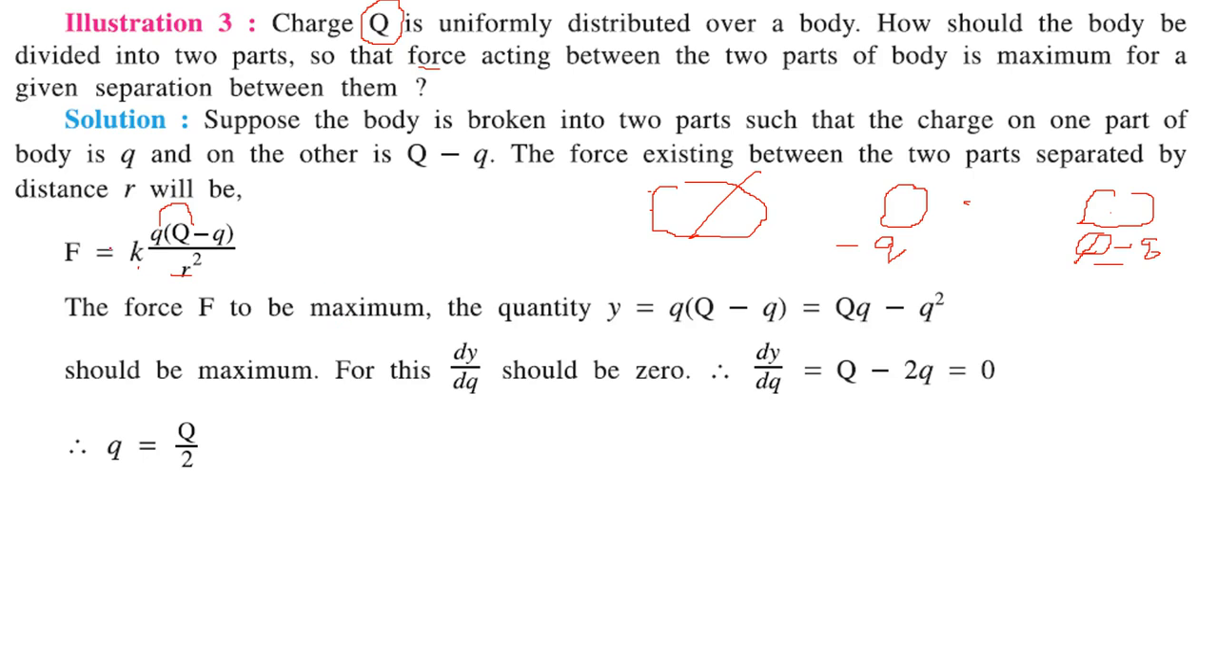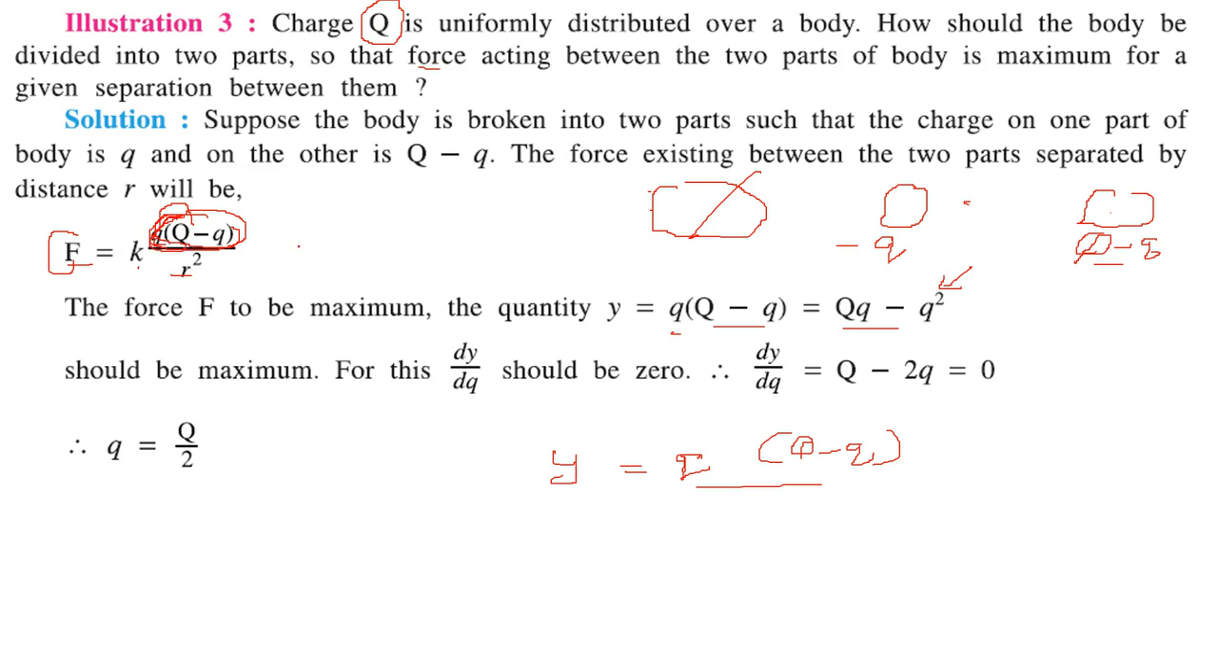But we want this force to be maximum. So this quantity q into Q minus q has to be maximum. So how to find that this quantity is maximum? If I say y is equal to q into Q minus q, if F has to be maximum, this has to be maximum. How to find for what value this will be maximum? We have to put this as 0?